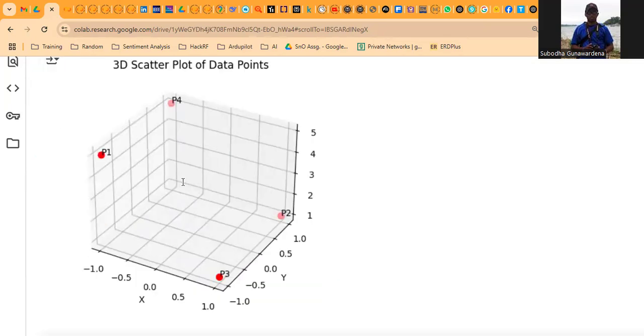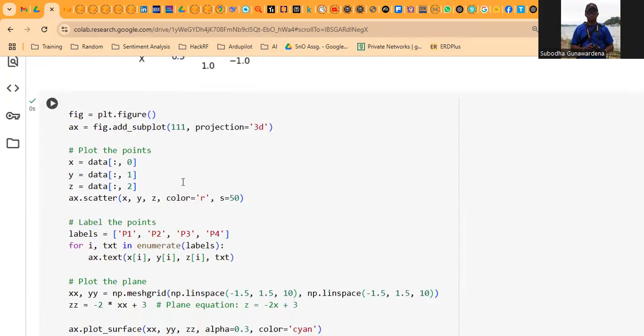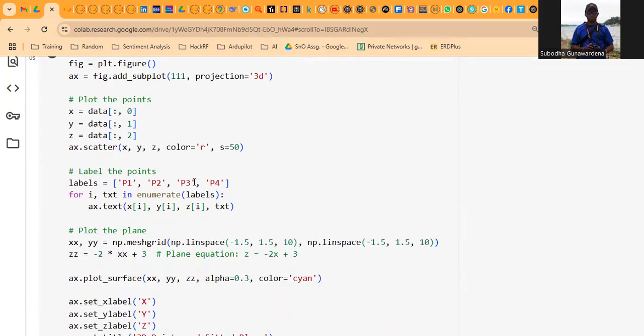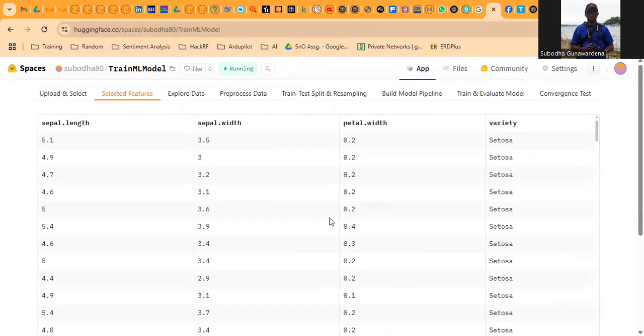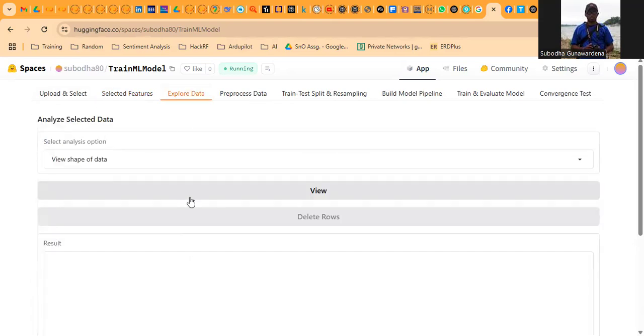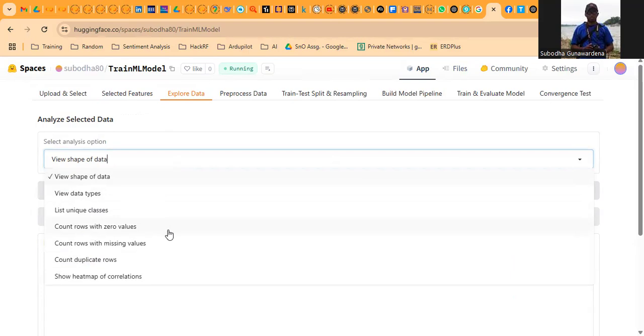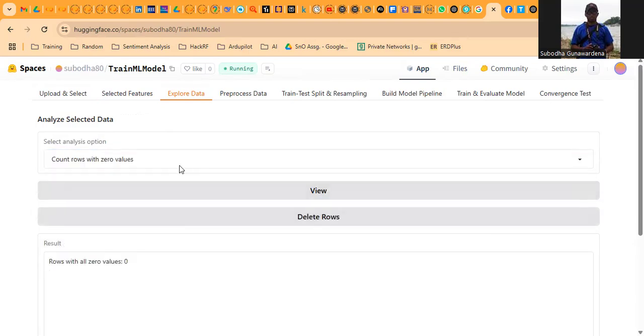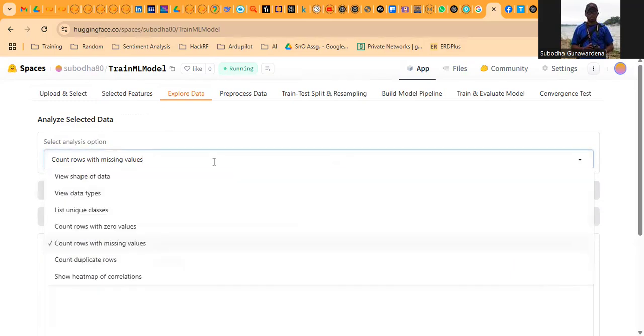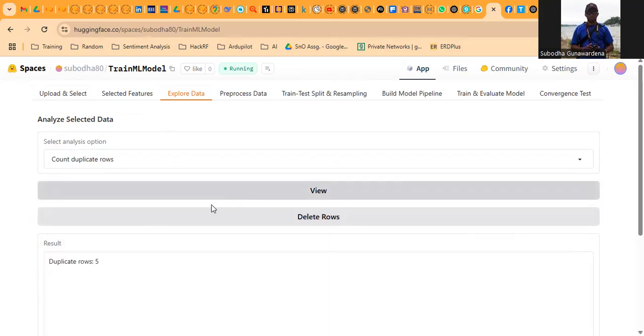So in our machine learning analysis, we can specify the number of principal components we need. But in my example here, I haven't let you choose the number of principal components. Now say, for example, I have this data. When I explore it, do we have any zero rows? No. Do we have any missing values? No. Do we have any duplicate rows? Okay, yeah, we have 5 duplicate rows, so I'm going to delete them. Do we have any now? No, after I delete, I don't have.